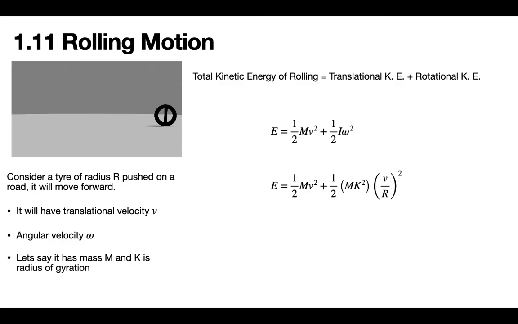Okay, so we can rewrite E equal to half mv square plus half mk square into v by r whole square. If you rearrange, you get the kinetic energy of a rolling body is equal to half mv square into 1 plus k square by r square. So in case the radius of gyration is 0, the total kinetic energy becomes half mv square.